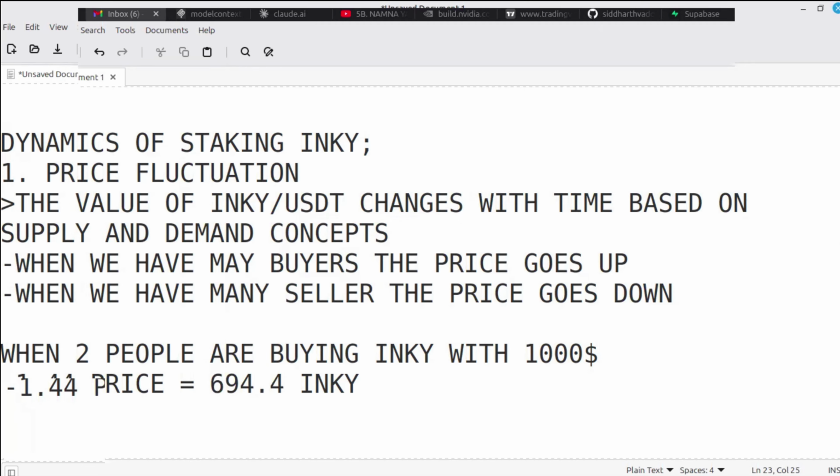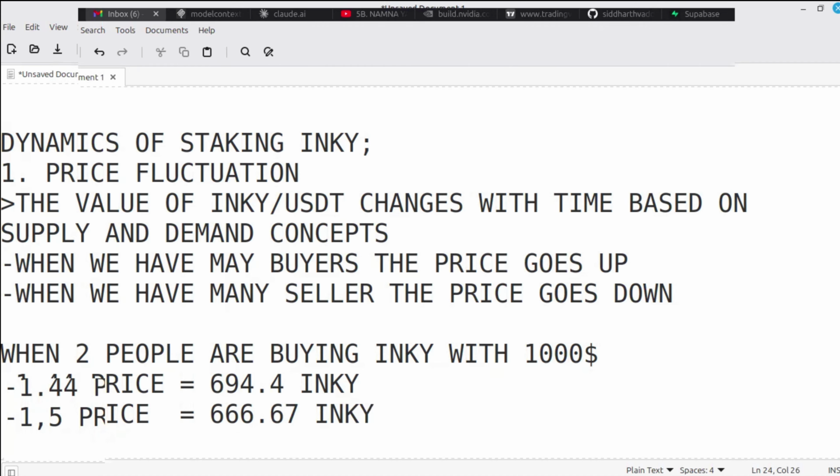Another person comes with the same $1,000, but the price is 1.5. Then the amount of assets that they're going to get is going to be what? 1,000 divided by 1.5. So they're going to get 666.67 ink.